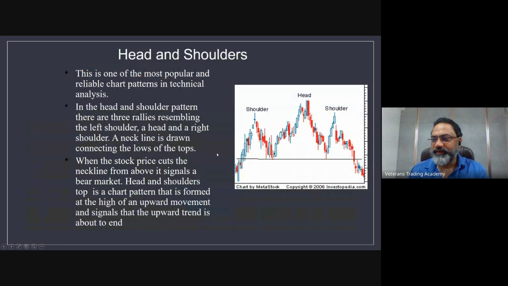Okay. Now, a very important pattern, which I have covered in my classes and also in the group, is the head and shoulder pattern. Again, head and shoulder is some sort of double top, but you have to understand the psychology of the head and shoulder pattern. So, what is happening in the head and shoulder pattern? The market is in an uptrend.